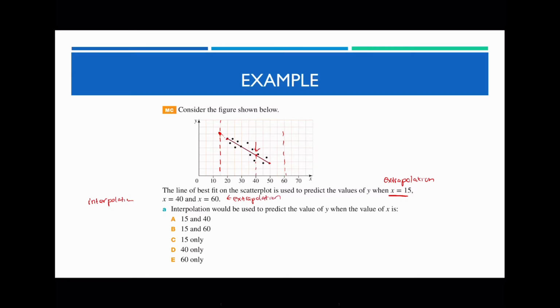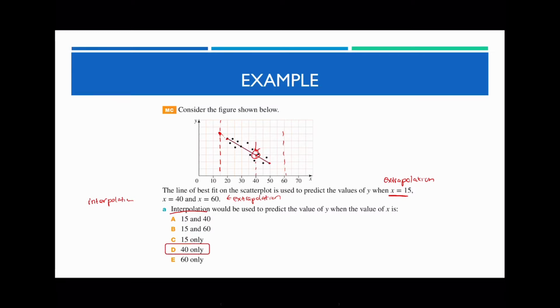All right, now let's actually answer the question. Interpolation would be used to predict the value of y when the value of x is equal to which one? Remember, interpolation, inter means between, so you're trying to find the value of a variable when it's contained within the data set. In this example, the only correct answer is this one over here, when you're trying to find out the y value when x is equal to 40.